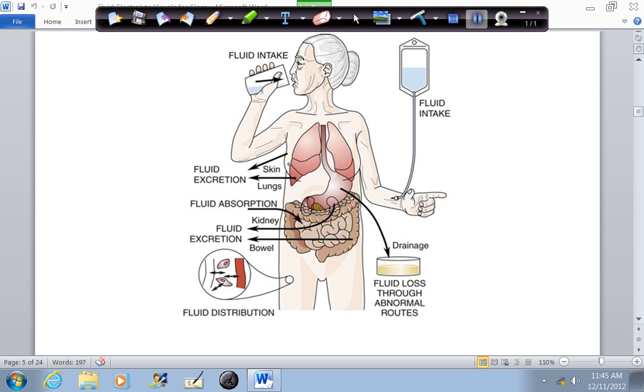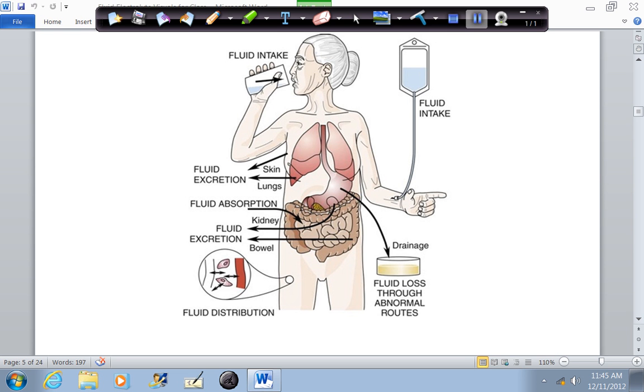Emesis is a loss of fluid. Sweat from the skin will certainly cause a loss of fluid. Lungs can be a significant loss of fluid as well, water vapor as we breathe out. People who hyperventilate can go into dehydration. And then if there's an abnormal situation of drains, or if there's a wound of any kind, we can have a lot of fluid loss that way.